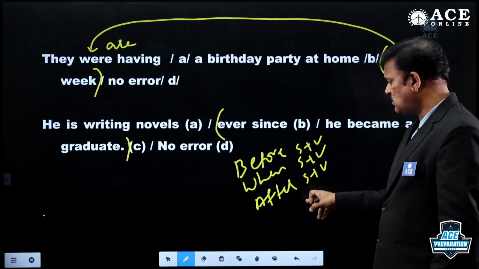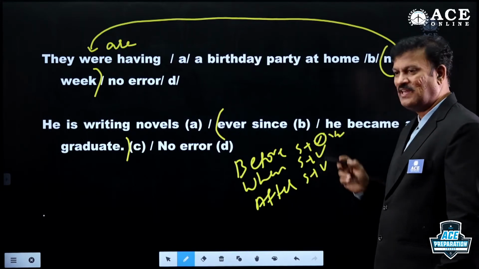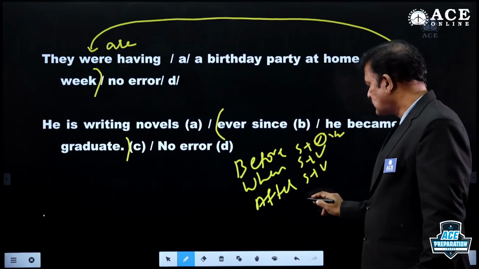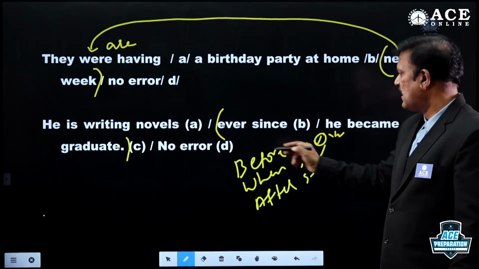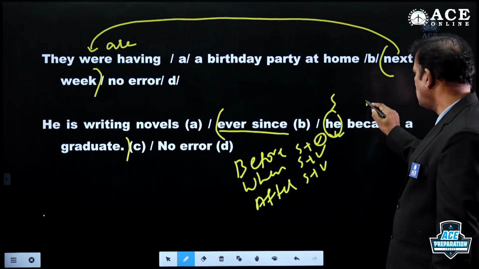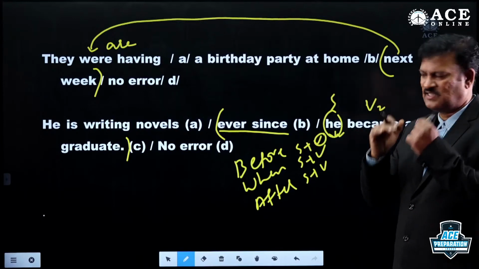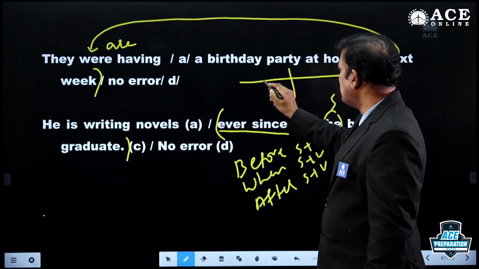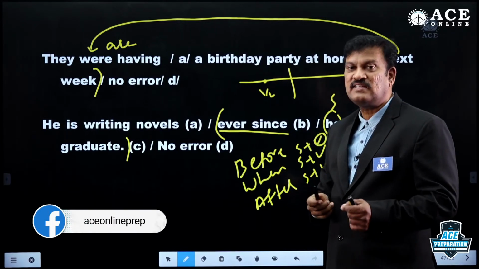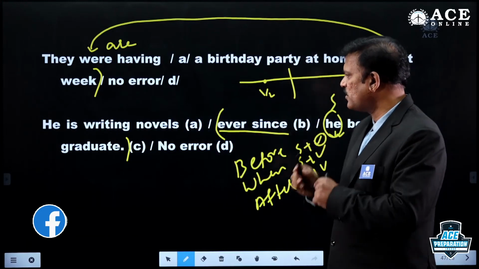If I want to use this for past, this verb is always V2. When he came, before he came, after he came. Like that, ever since is also a time indicator. Ever since, time indicator, subject, and V2 form. It means this is past. The indication is past here. Became. And since means from that point onwards. Whenever I have since, it means from that point onward.